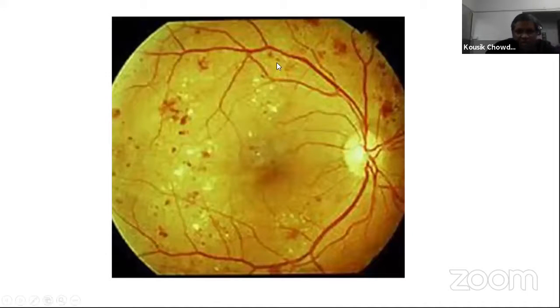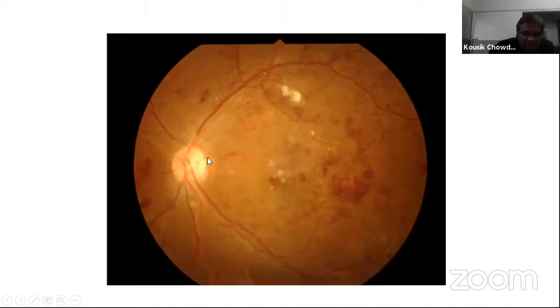This is a case of moderate NPDR. We are seeing some cotton wool spots and retinal hemorrhages all over the retina, and hard exudate is also present in the posterior pole. This is a case of moderate NPDR. This is severe NPDR, with cotton wool spots. We are seeing that macular edema is also present and hemorrhages are more than in moderate NPDR. This is severe NPDR.